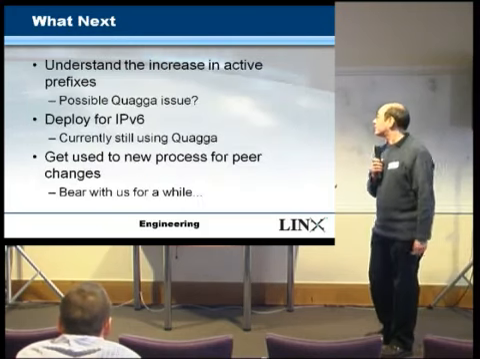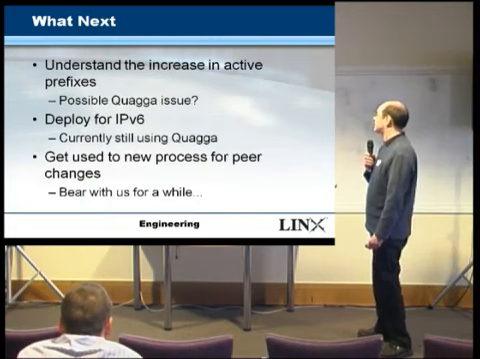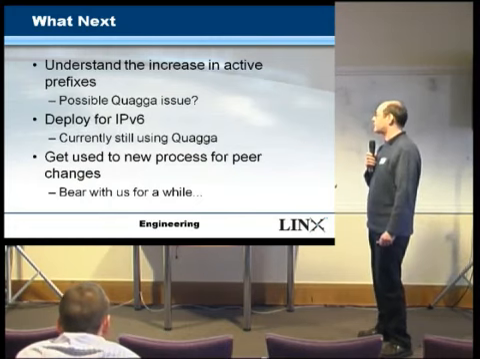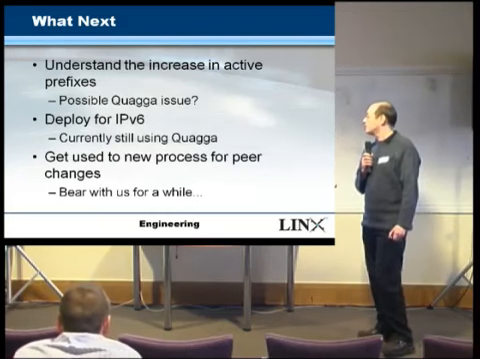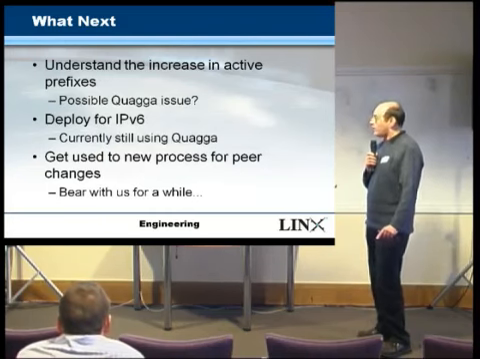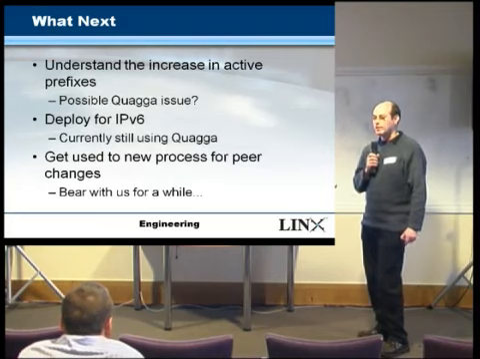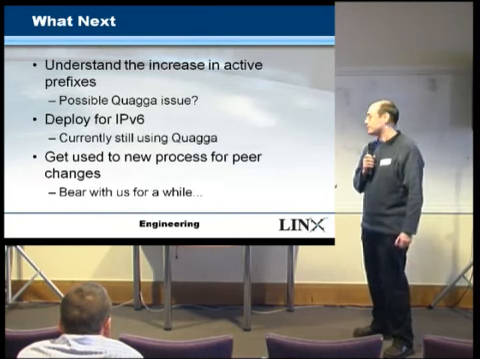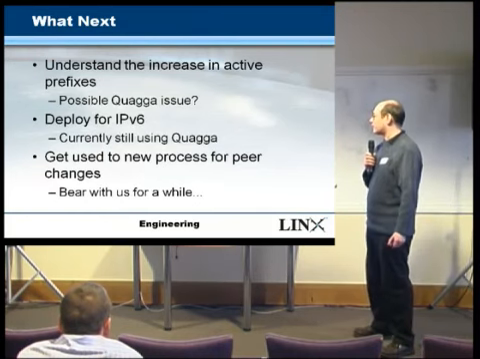So what do we do next? We've got to understand that increase in active prefixes, because it's a little bit interesting that we suddenly gained a whole bunch of stuff that wasn't there before. We're thinking at the moment it was something to do with Quagga not having them in it, rather than Bird has magically generated prefixes out of thin air. The RIBs all appear to be valid, it all appears to be there.